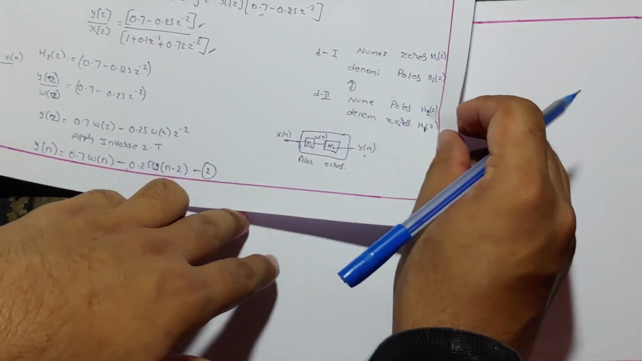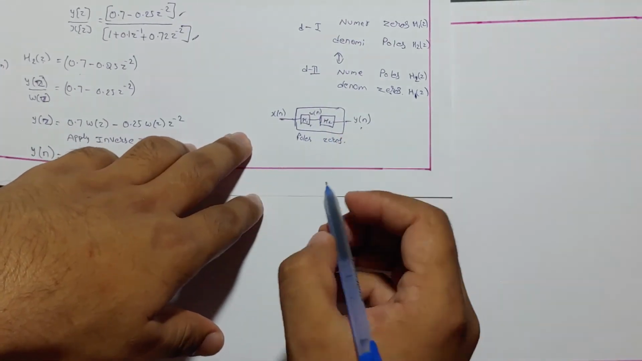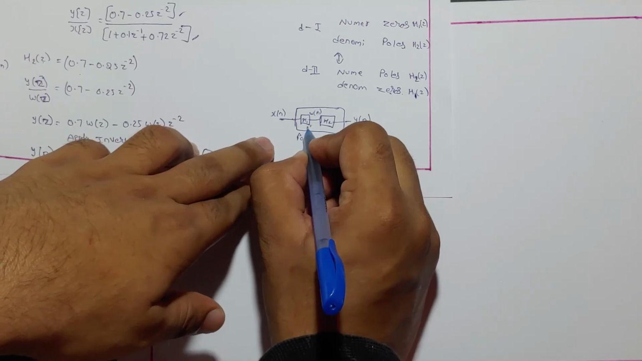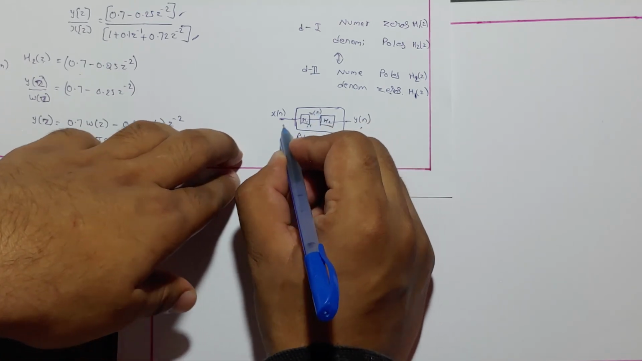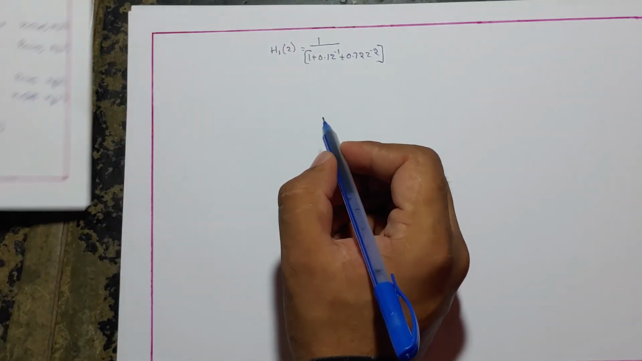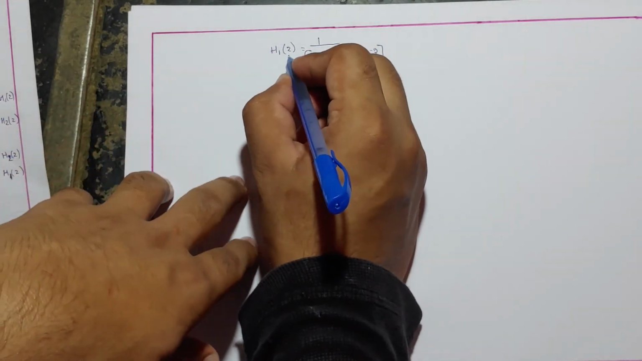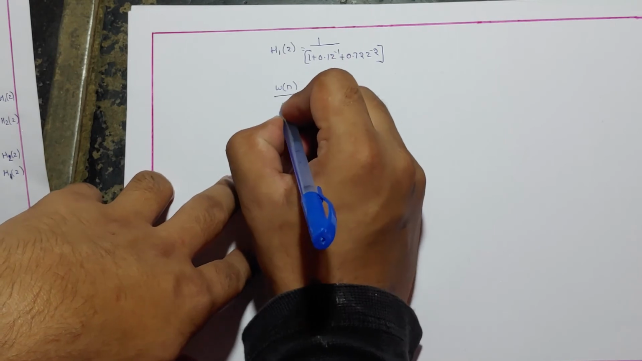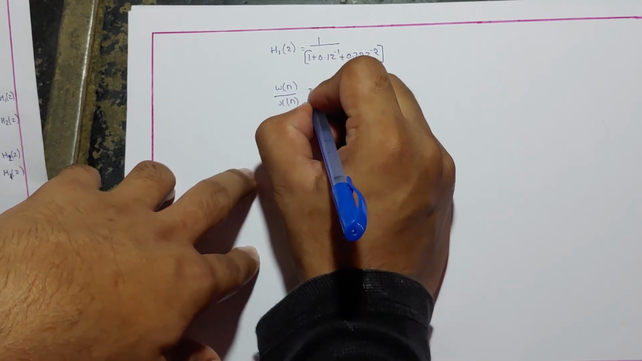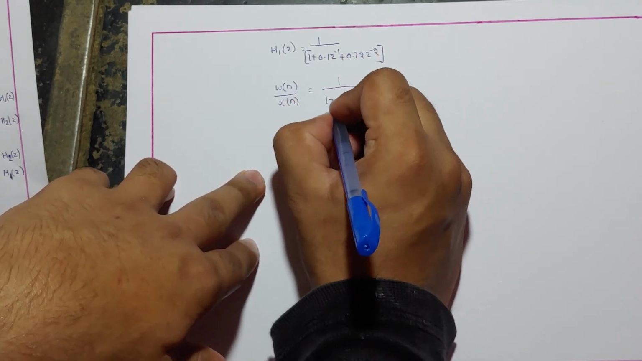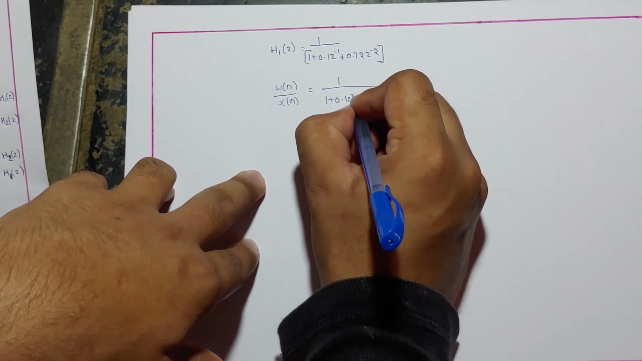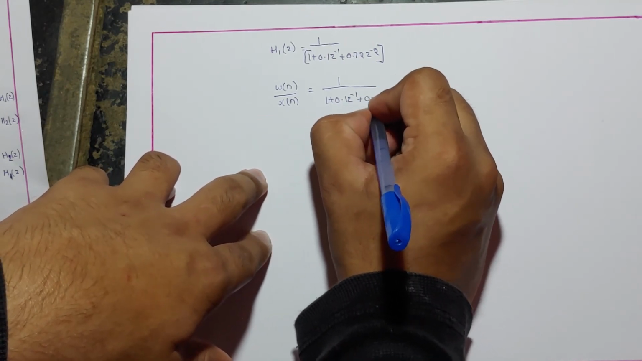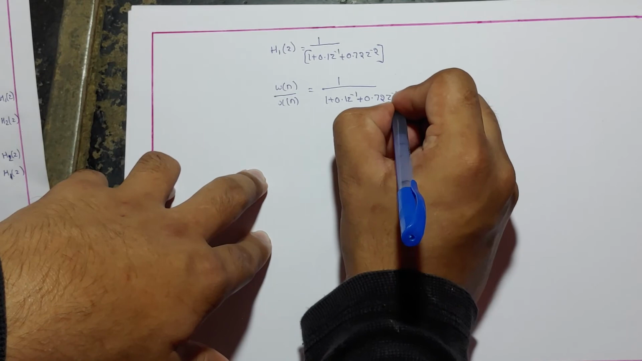As for the system, h1 of z outputs w of n and takes input x of n. That is, in transfer function, output by input, which is w of n by x of n, is equal to 1 by 1 plus 0.1 times z power minus 1 plus 0.72 times z power minus 2.